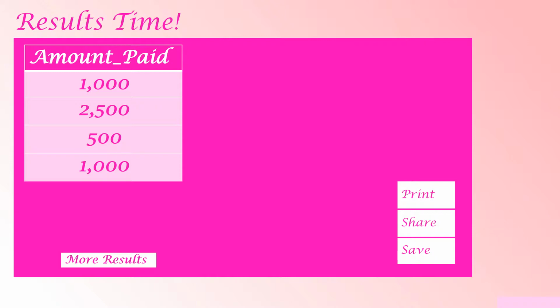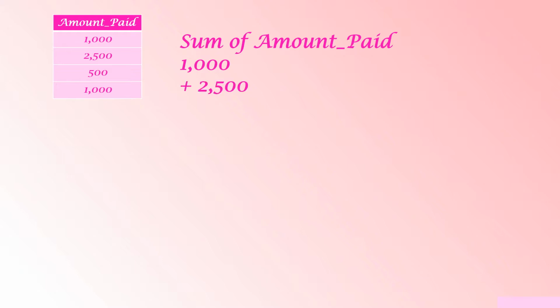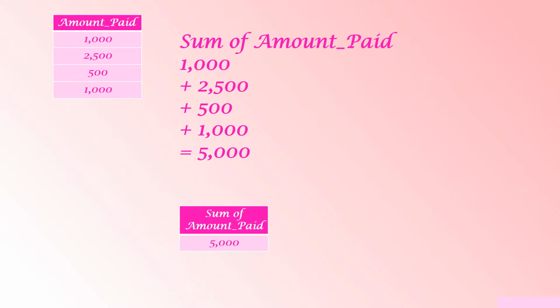So one day Cinderella spent $1,000 on this party, and another day she spent $2,500, and another day she spent $500, and still another day she spent $1,000. So we could add up all of these rows manually to get the total amount paid, or the sum of the amount paid. We could add 1,000 plus 2,500 plus 500 plus 1,000 and see Cinderella spent $5,000 on party ID number 1. But wouldn't it be great if we could bring the sum of the columns back without all of that manual addition? Especially if Cinderella wants us to do that for all of the parties?